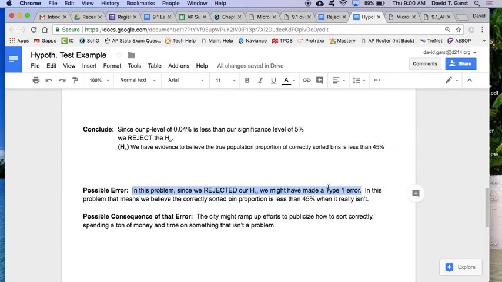A type 2 error is any time in a conclusion that your p-value ends up being pretty high, and you end up making the conclusion we fail to reject our null hypothesis. And when you fail to reject your null, then you could be making a type 2 error. Get it? Fail to reject and type 2 error go hand in hand.